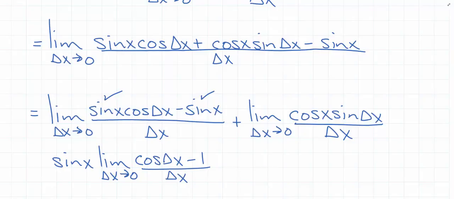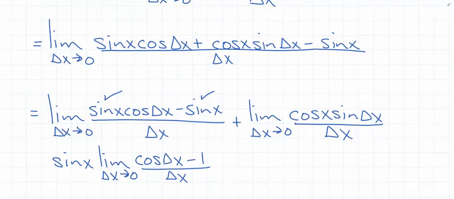This looks familiar. Yes, sir. Wouldn't it be negative sine x? Because if you let delta x go to 0, cosine delta x becomes 1. So then would it be sine x minus sine x?